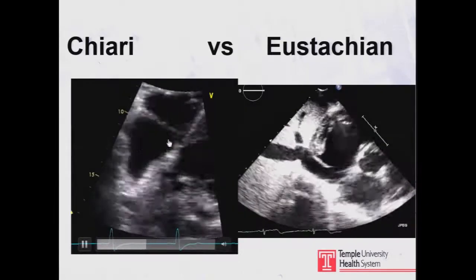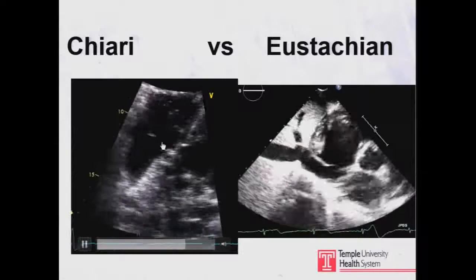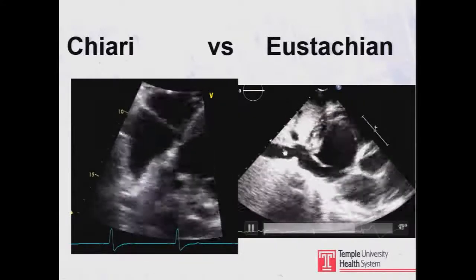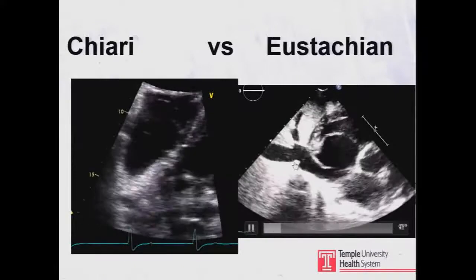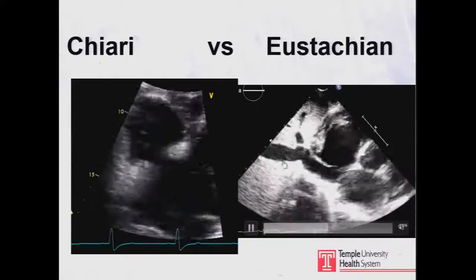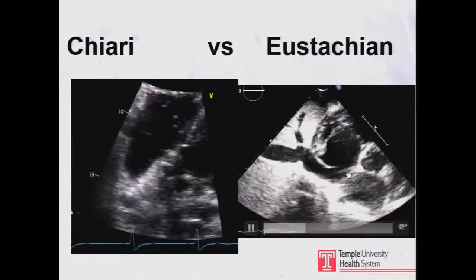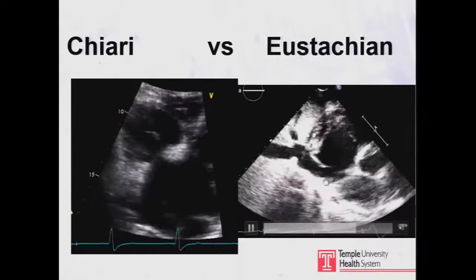So here is a Chiari network, a net-like structure fluttering around, and here from a subcostal view, IVC, a very prominent eustachian valve that you can see is directing the flow right towards the area of the fossa ovalis.